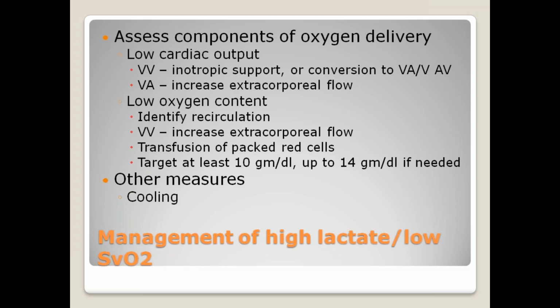So how do you manage it? First is to assess the components of oxygen delivery. So whether the cardiac output is adequate or not, or the oxygen content is adequate. For VV ECMO, you have to give inotropic support to improve the cardiac output, and if in spite of that the cardiac output is low, then you have to think of converting it to VA ECMO or VAV. Because then it is not only respiratory failure, but respiratory failure with cardiac failure which has also come into the picture.